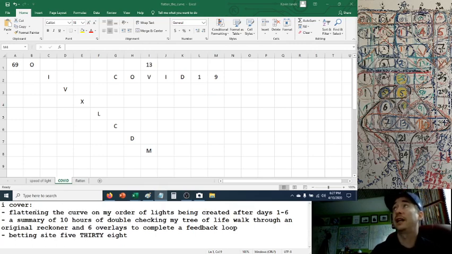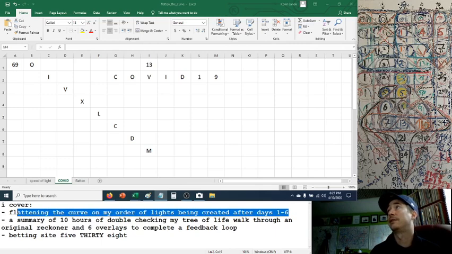Alright, flatten. You have to flatten the curve first. Okay, this is kind of where I was going into it, but my thing started to suck. Flattening the curve on my order of lights being created after day 1 to 6. Alright, so all this means is that I'm thinking of flattening. I'm sick of hearing about certain things.